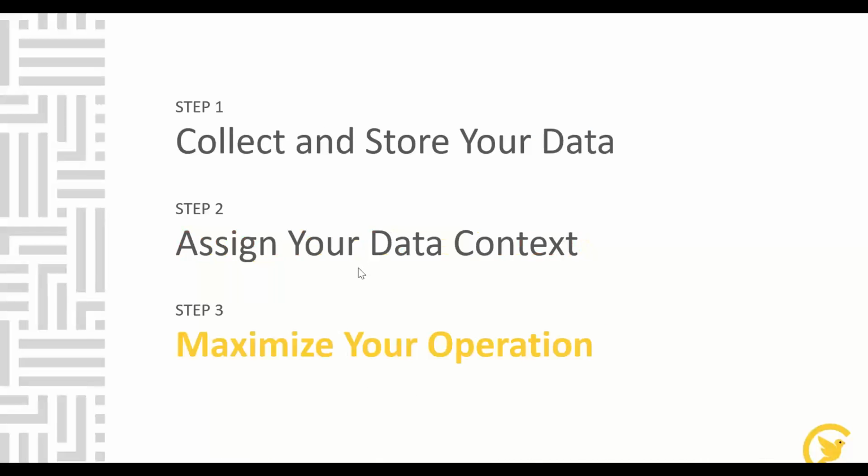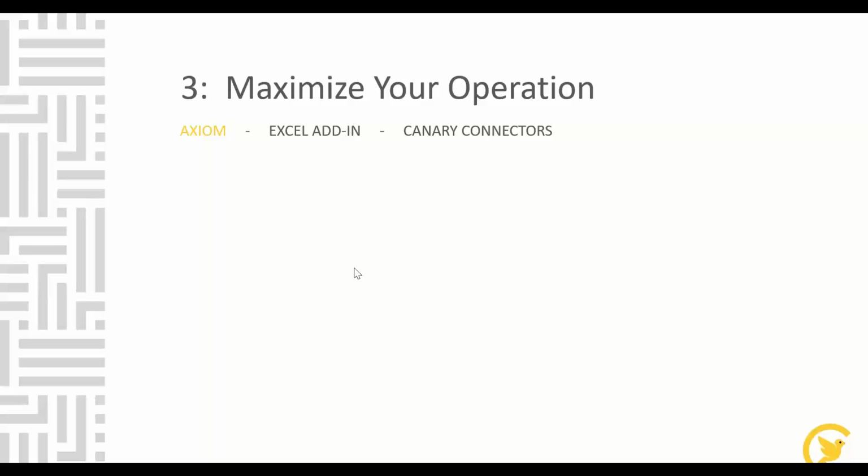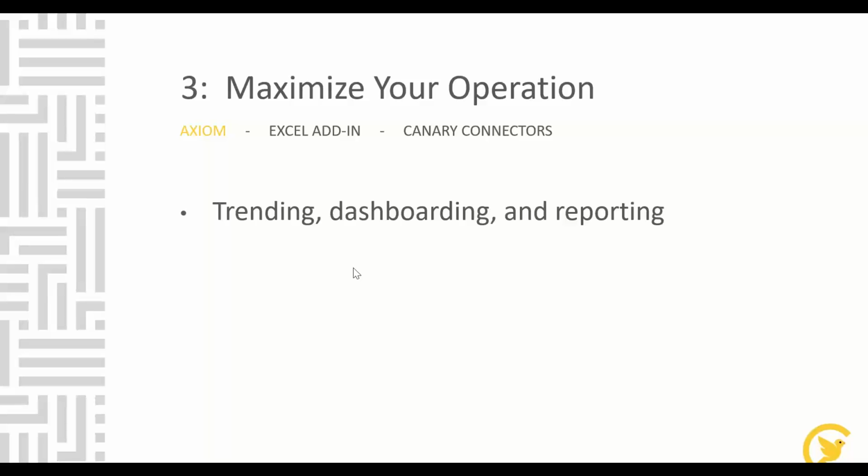Step 3 is to maximize your operation. One of the powerful client software that comes together with Canary Historian is called Axiom. It does things from very simple basic trending, to designing a dashboard, to performing reporting. It is built with HTML so that you can view and access it from your desktop, your iPad, another tablet, Android, or even your phone.